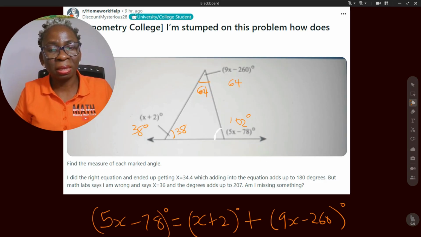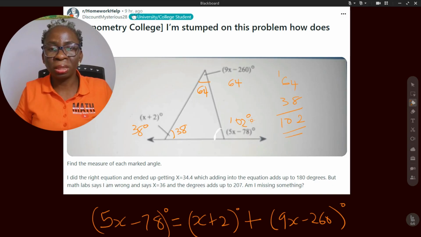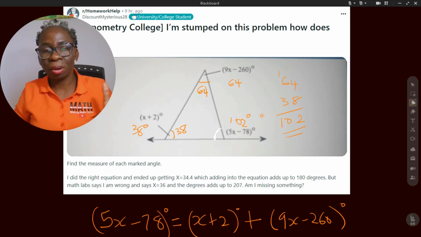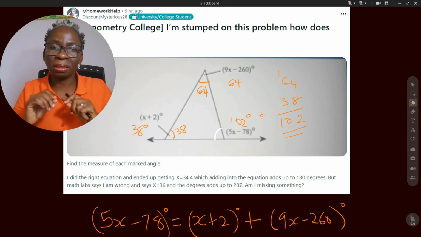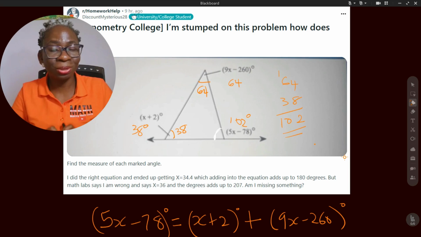So now let's add 64 plus 38. 4 plus 8 is 12. We bring 1 here. 6 plus 3 plus 1 is 10. So we got 102. So that means we got the value of x correctly, and we got the value of each marked angle correctly. So that's how to solve this question.